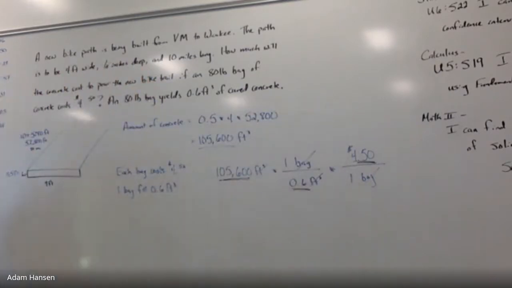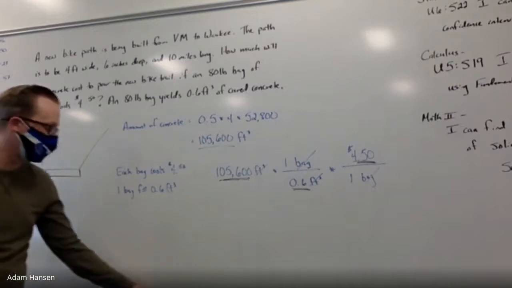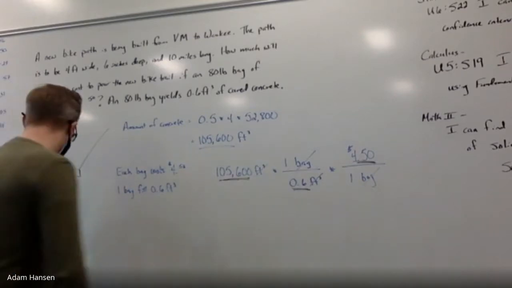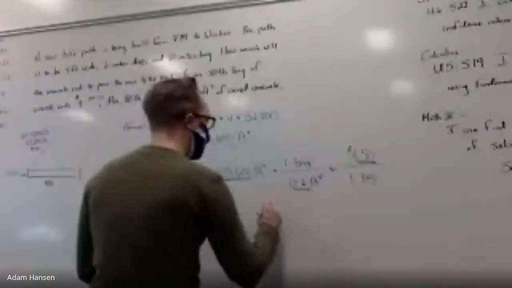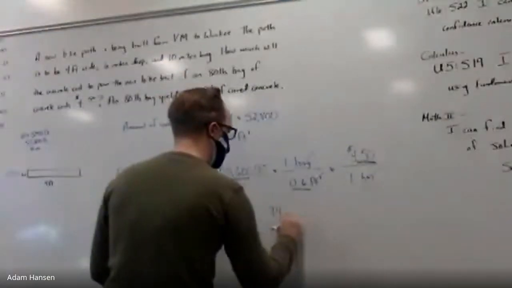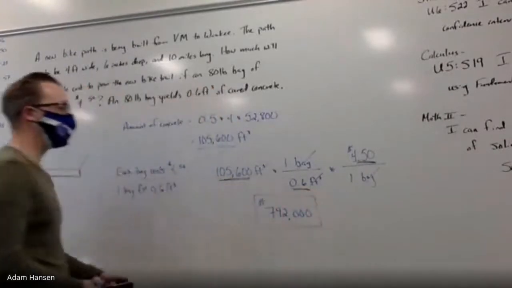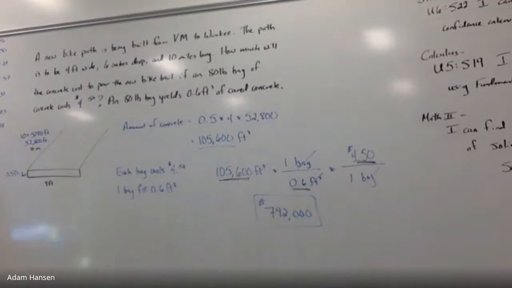What's 105,600 times 450 divided by 0.6? Big number, yeah, I suppose so. 105,600 times $4.50 divided by 0.6 is $792,000. It costs just under $800,000 to buy this much concrete.